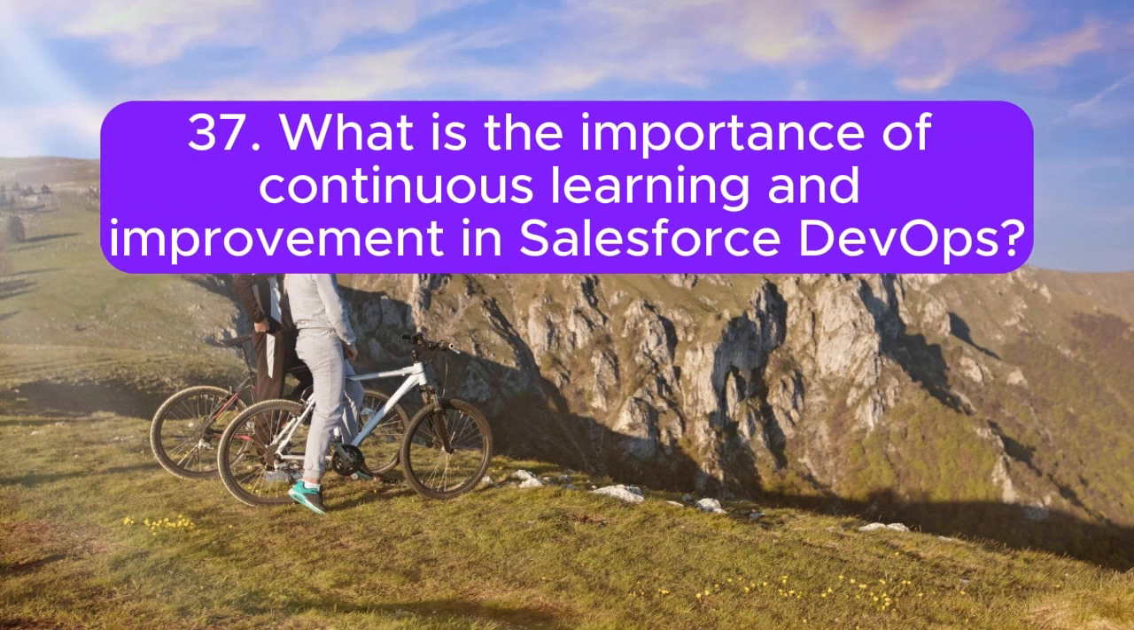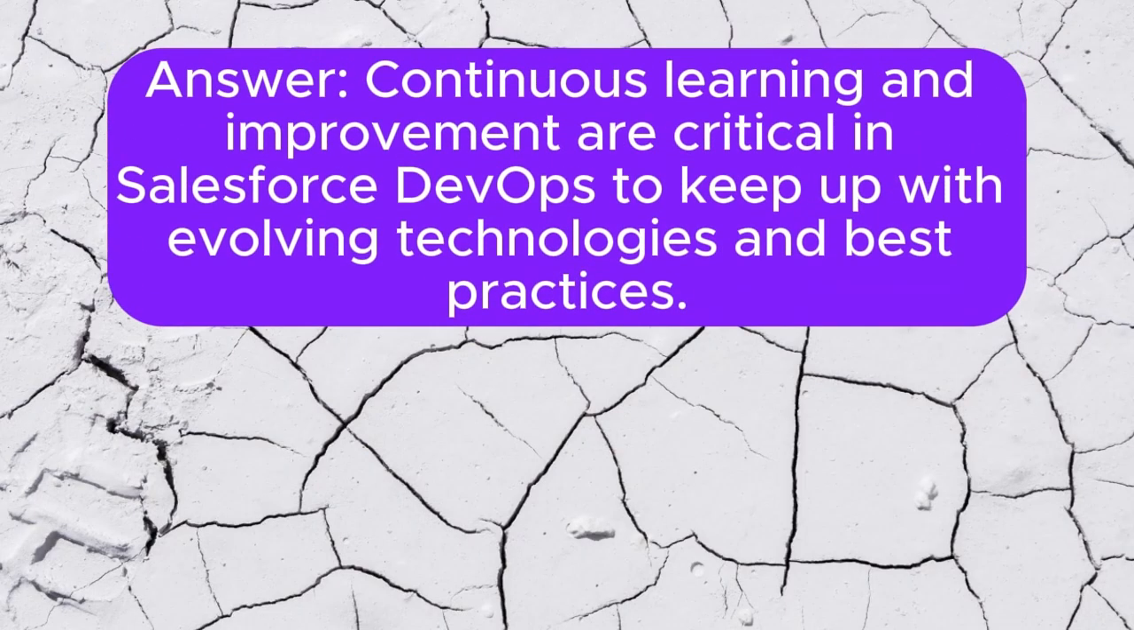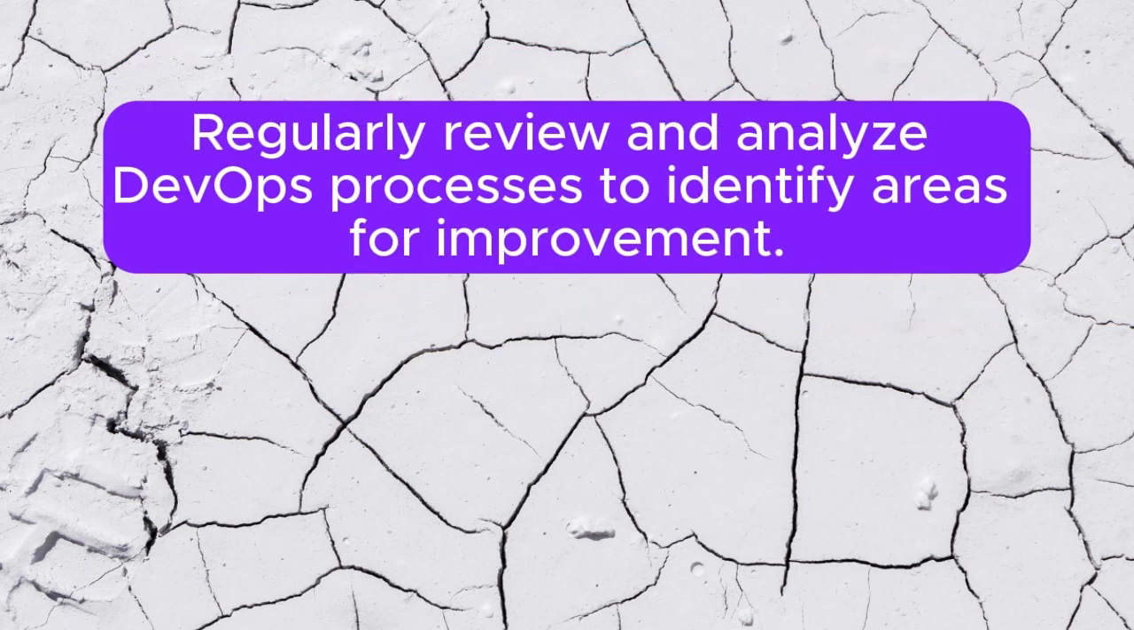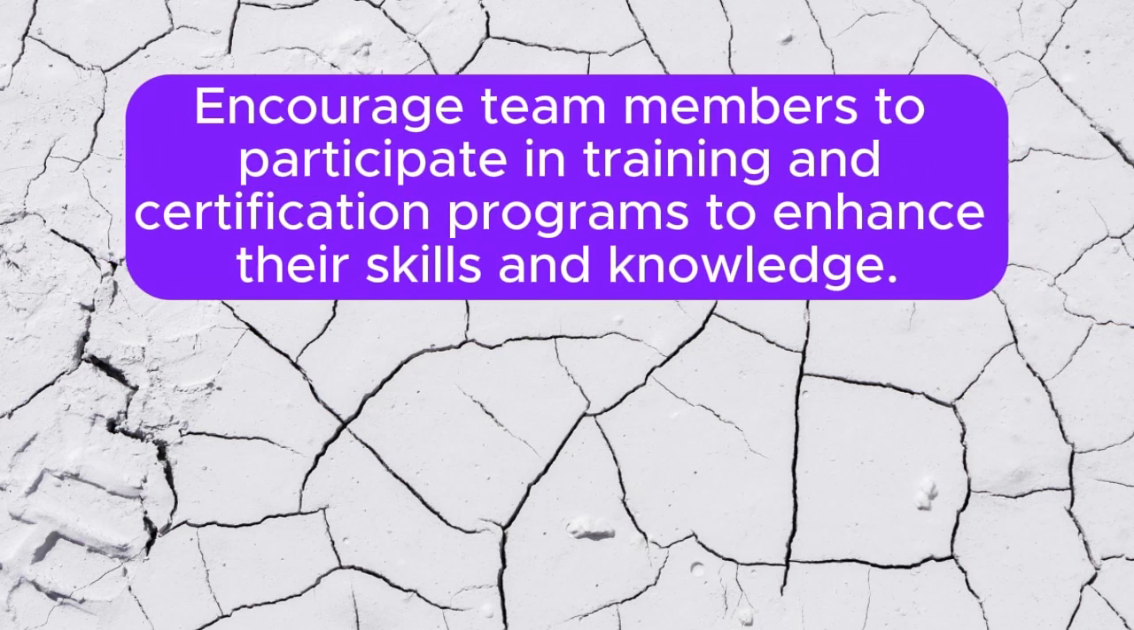37. What is the importance of continuous learning and improvement in Salesforce DevOps? Answer: Continuous learning and improvement are critical in Salesforce DevOps to keep up with evolving technologies and best practices. Regularly review and analyze DevOps processes to identify areas for improvement. Encourage team members to participate in training and certification programs to enhance their skills and knowledge.